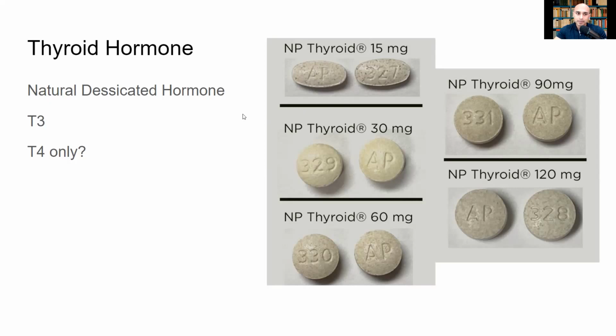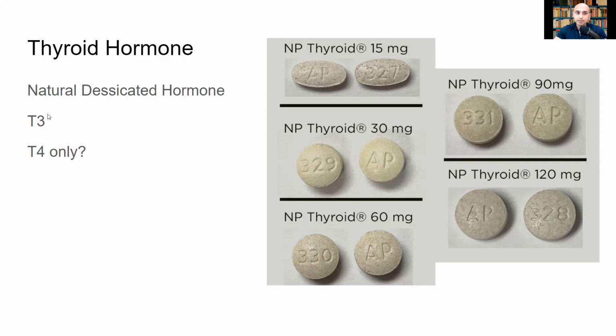And it also contains calcitonin, which can be useful in improving bone deposition. It helps reduce the osteoclast activity in bones and maintain calcium stores within bones. So that's another benefit of taking NDH. And most of my patients, we start around 60 milligrams, although some patients need 90.